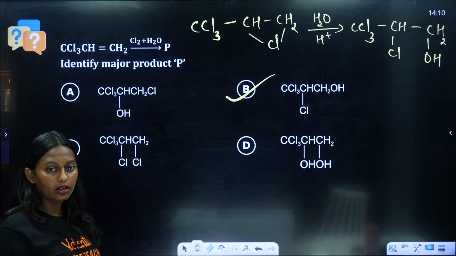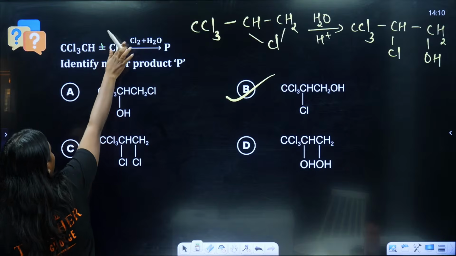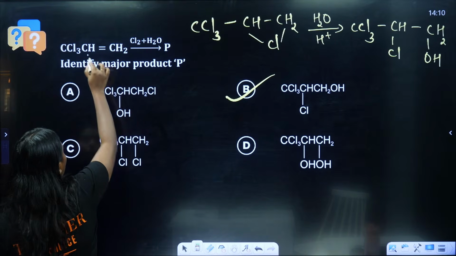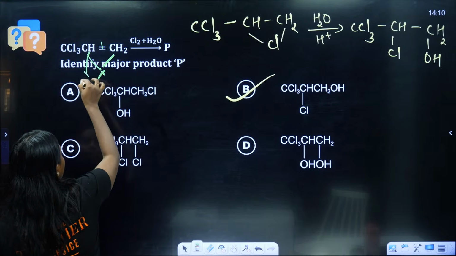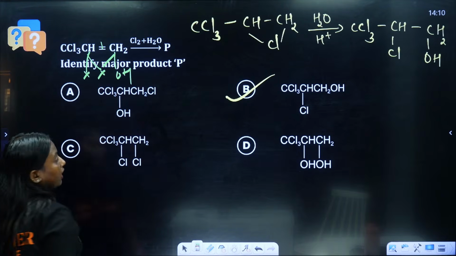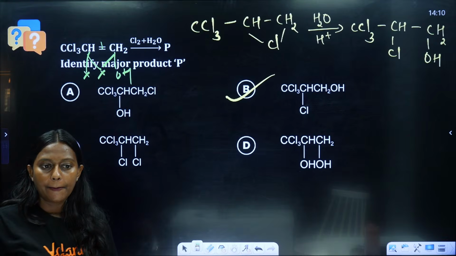Can you say again? Here, this bond is broken, this double bond has broken. So here what will form? This bond breaks, X comes. In the next step, this X goes here and OH comes here. Okay, clear?